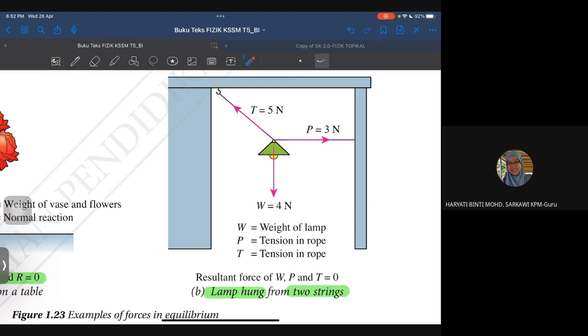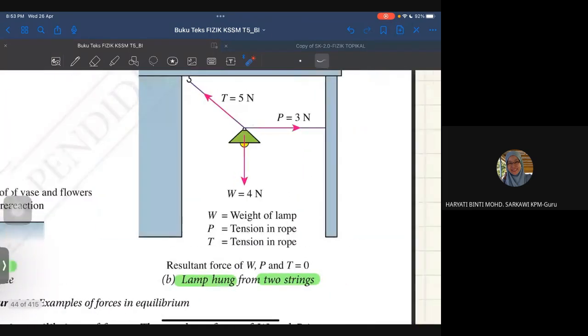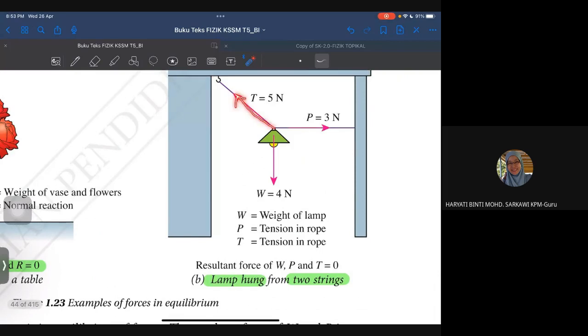All right, so in this case there are three forces. We have W, T, and then another tension labeled as P. In this case, you can see obviously the magnitudes are not the same, right? So this is 4 Newton, this is 5 Newton, this is 3 Newton. Although the magnitudes of the forces acting are not the same, you can also see that the directions are not really opposite. T is in this direction, P like that, and W like this.